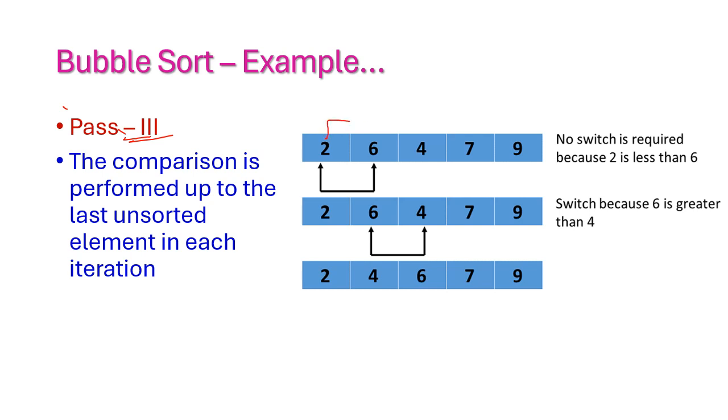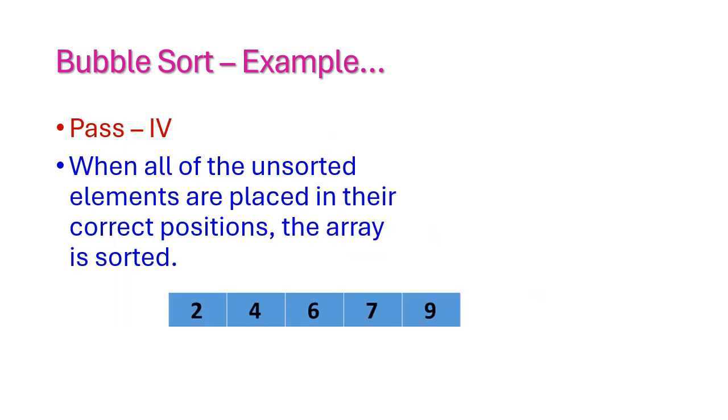now 2 and 6 will be compared. So 2 is less than 6, then no need to swap these two items. Okay, and next we need to compare 6 and 4. Here 6 is greater than 4. Now we need to swap these two items. So now the next greatest item 6 is placed in its right position. Okay, at the end of pass 3, the third greatest item is placed in its right position.